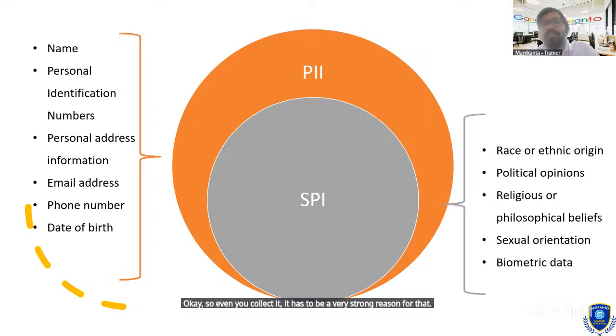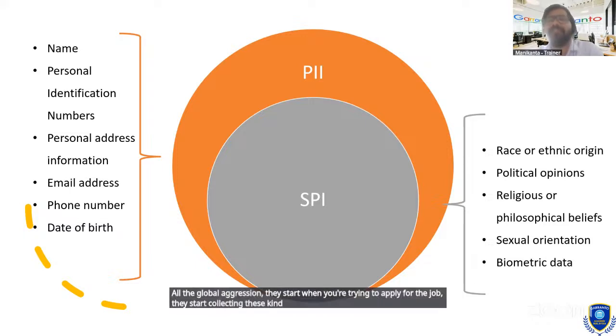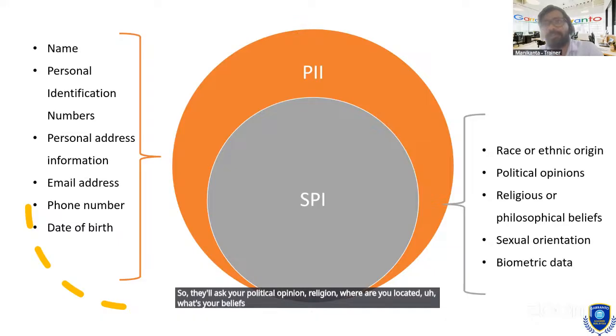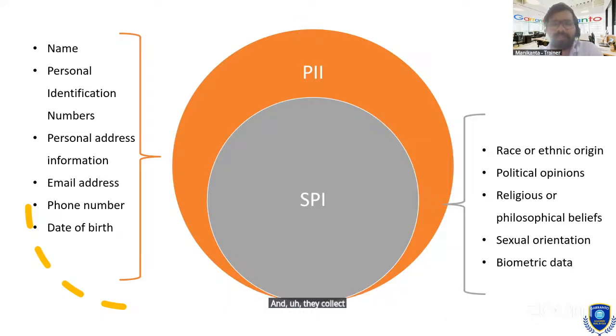That's why now, if you see all the global organizations, when you're trying to apply for a job, they start collecting this kind of information. Previously, it was very common. They'd ask your political opinion, religion, where you're located, what your beliefs are, and they collect such information. Now they have started reducing collecting this information because these are not important or required for a company to hire you, to take you, or to sell a product to you. It's not required. So that's why SPI is highly sensitive in nature.